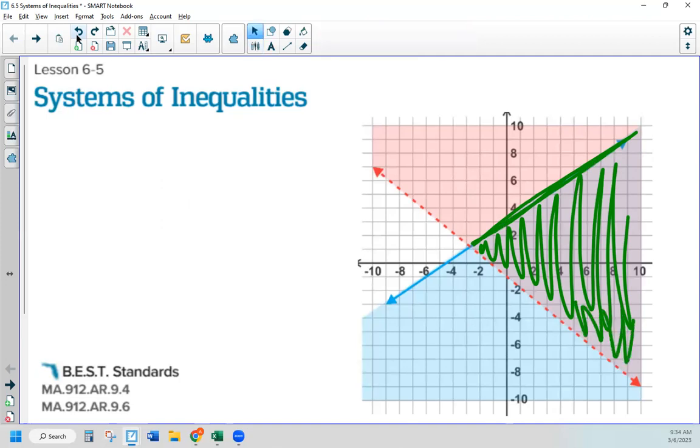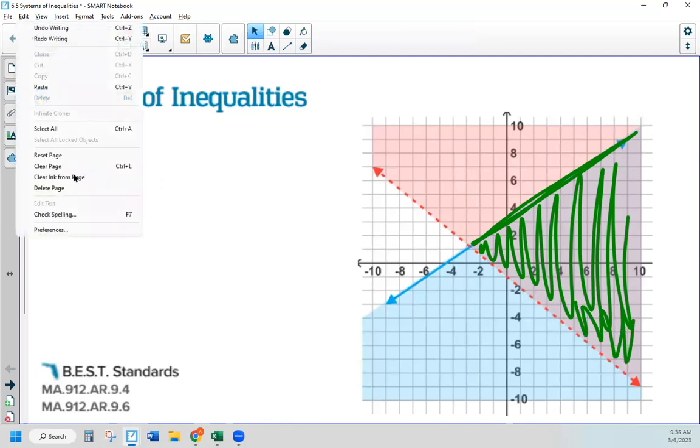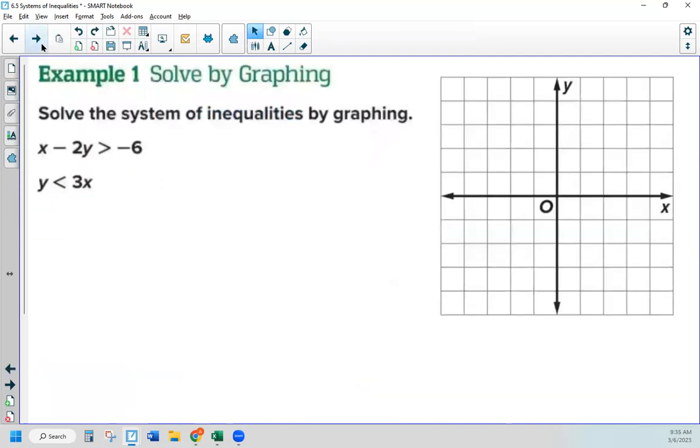All right, so it's just like that. That's it. That's all there is. We've got to find where the two solutions agree. All right, let's go ahead and do example number 1. Solve the system of inequalities by graphing.